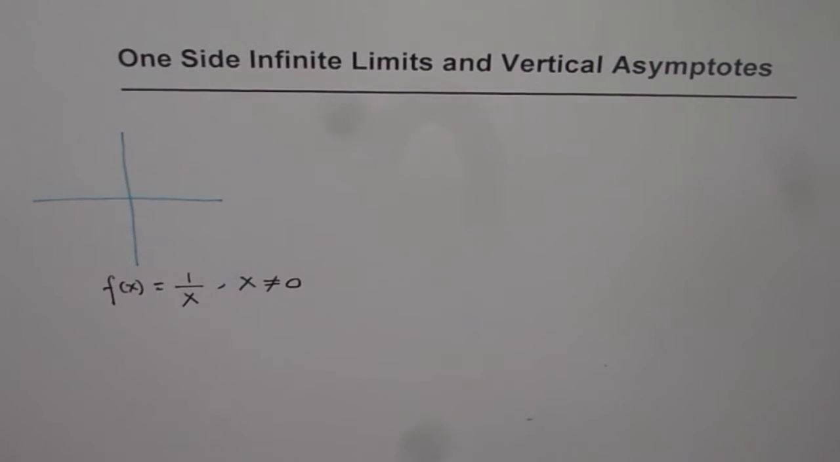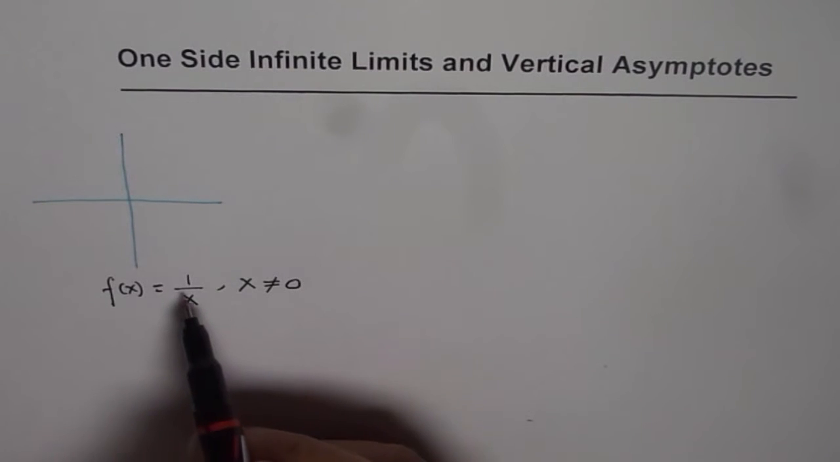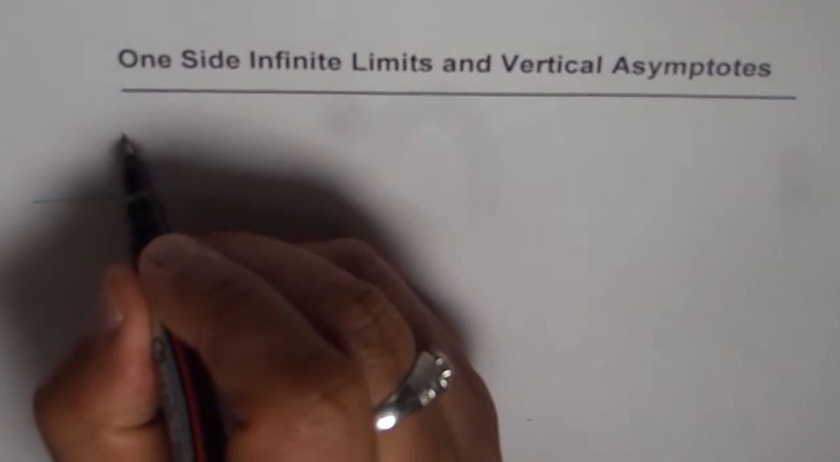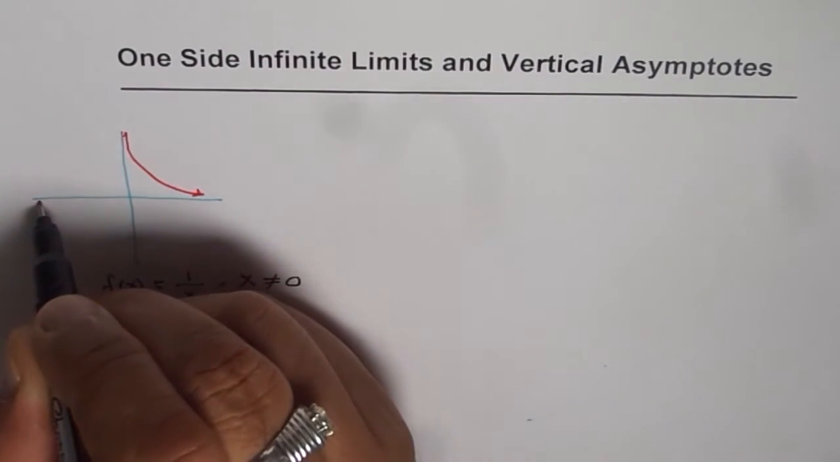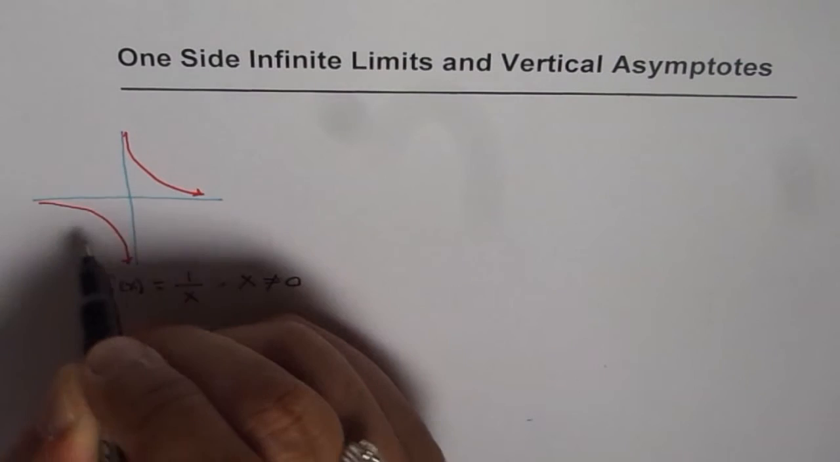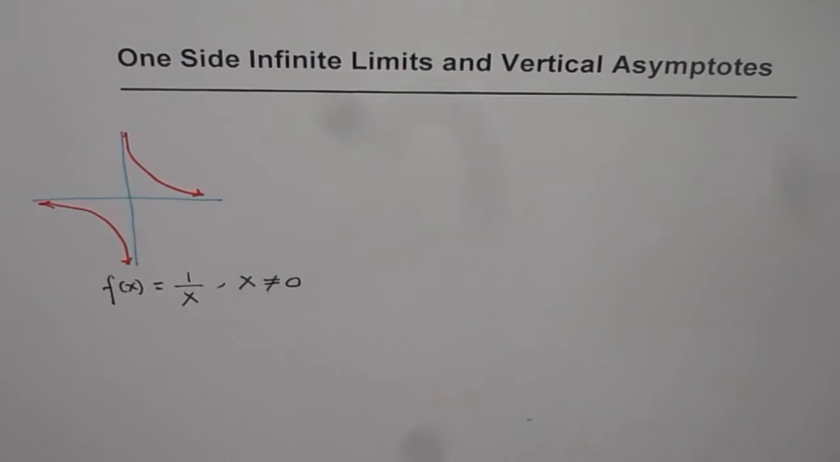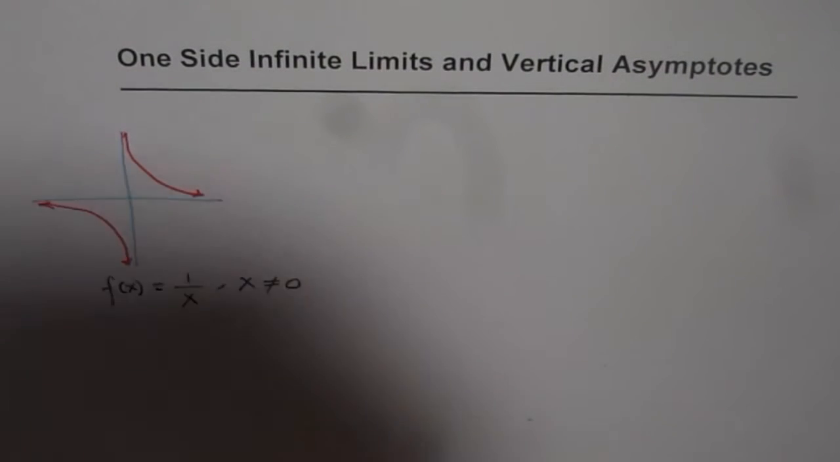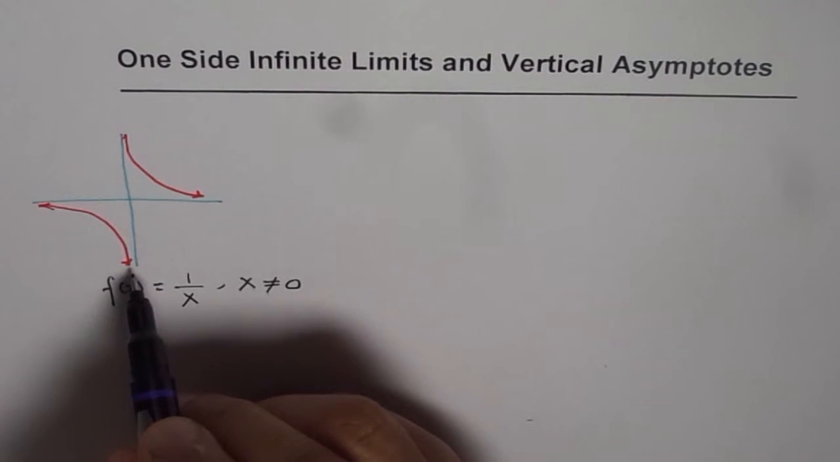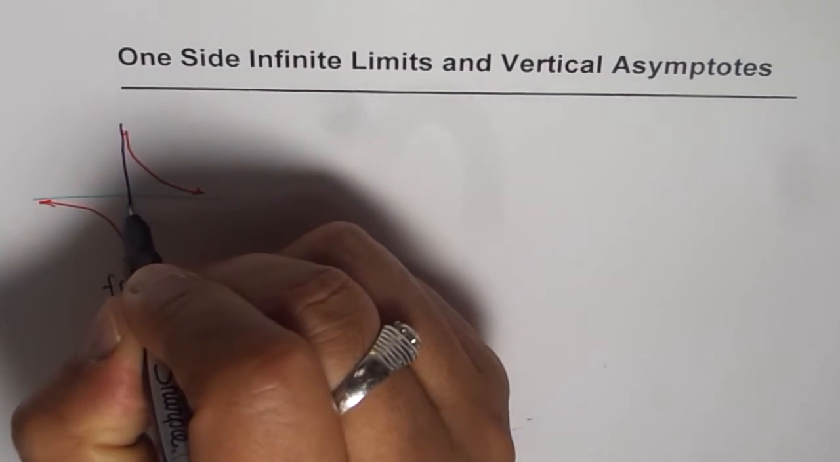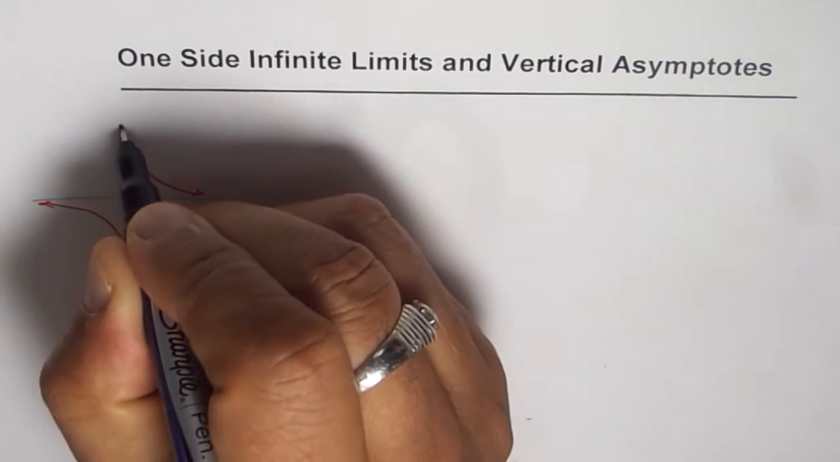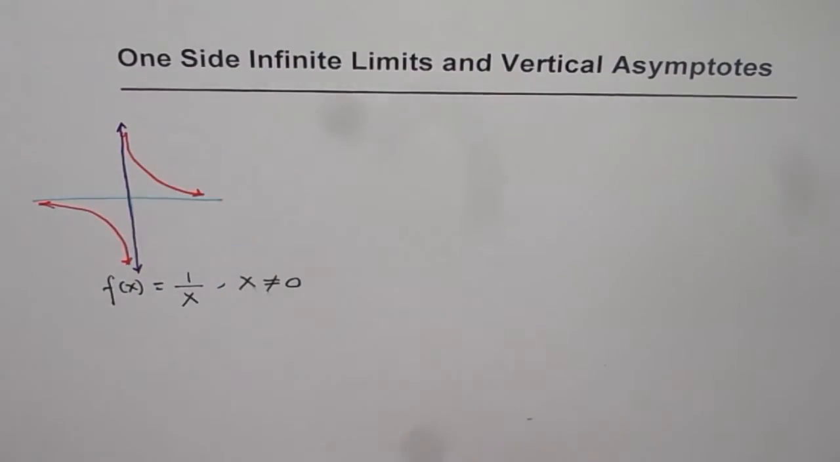Now if we try to sketch this function, what do we get? If x is positive, f of x is positive, right? It's a reciprocal function, and if you sketch it, the graph of the function is kind of like this. Now here what you observe is that the y-axis is something which the function is approaching but never being there, right? So that y-axis is actually the vertical asymptote for the function. So this is the vertical asymptote.